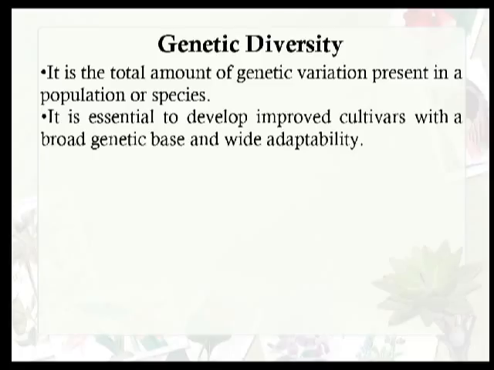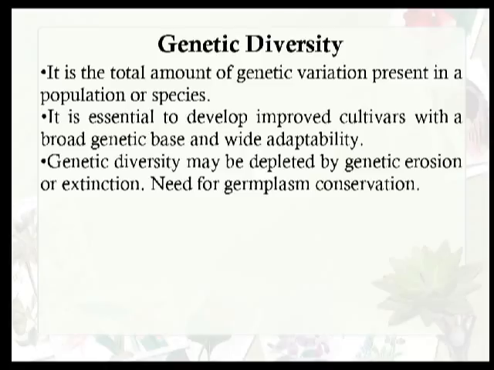Because to develop better cultivars, to develop better varieties, we need a broad genetic base. We need to have a number of traits among which we can pick and choose. So we need a wide genetic base within which we can pick and choose, and of course wide adaptability. Most of our wild relatives are very adaptable to a variety of environmental conditions. So in order to develop improved cultivars, we need a broad genetic base, that is greater genetic diversity.